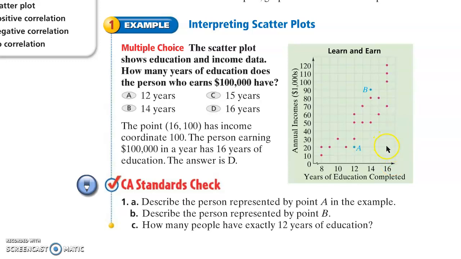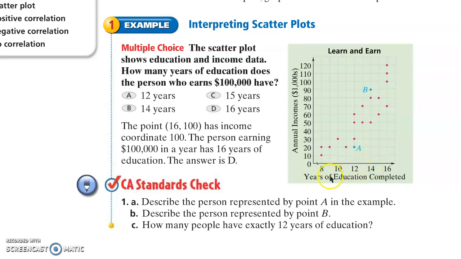Let's try point B. All right, $90,000. So 90,000's over here. Now the person that would make $90,000 is this guy right here, point B. If we go down, how many years of education did they complete? 14.